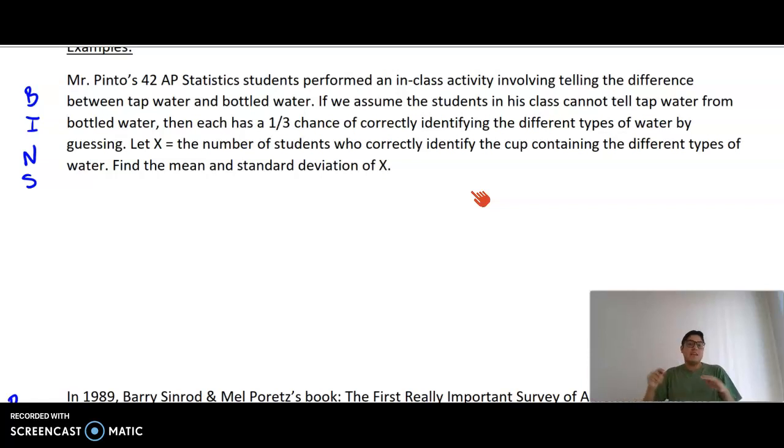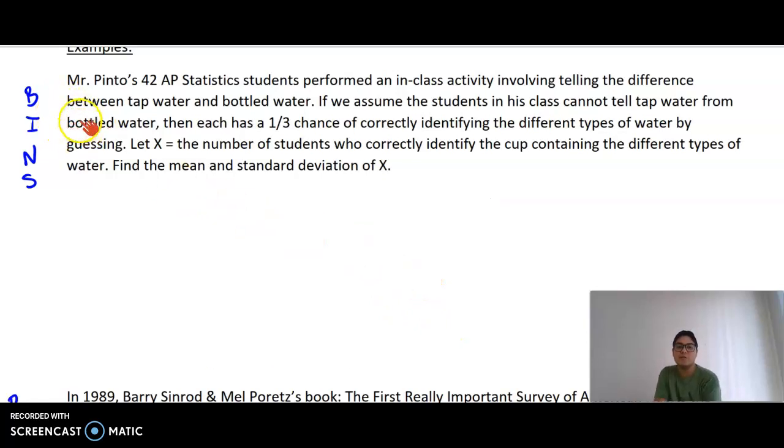So notice there was nothing about it being normal. There was nothing about it being uniform. There was no probability distribution or any data for me to evaluate. I was just given a setting. So that means it's got to be one of my special types. So let me check these conditions here.